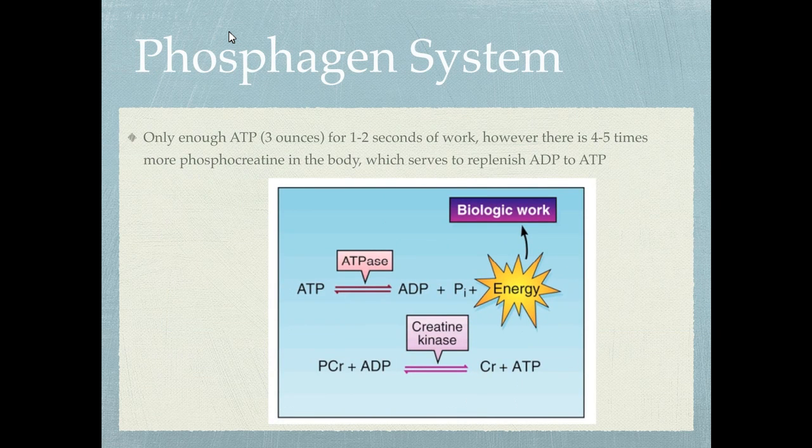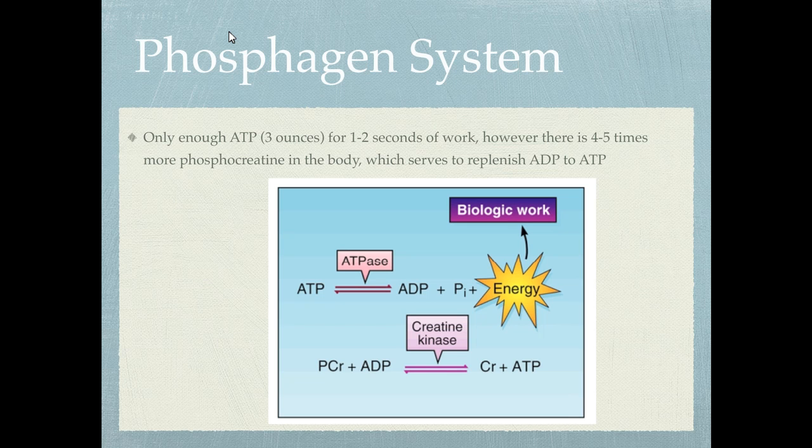So if we talk about the phosphagen system, it's the most powerful. It lasts about 1 to 2 seconds of work. So, that's ATP. ATP is about 1 to 2 seconds of work, but you have 4 to 5 times more phosphocreatine in the body. And phosphocreatine can be used to replenish ADP to ATP.